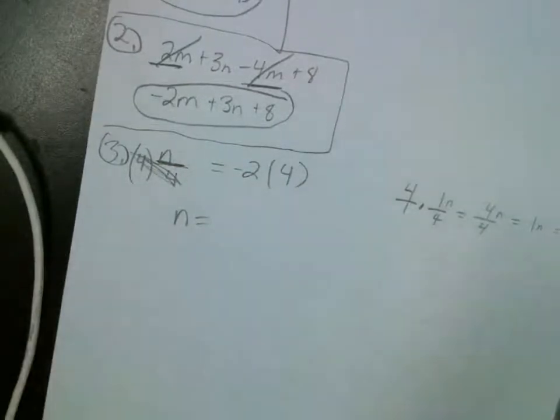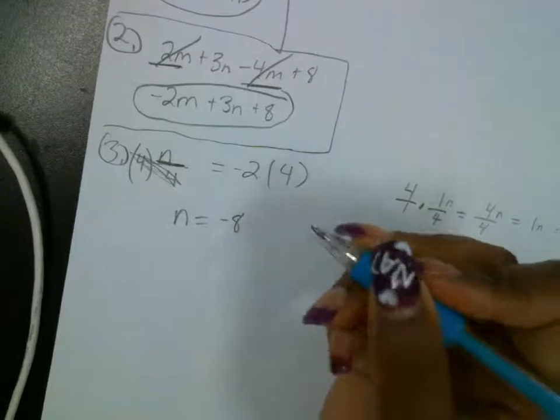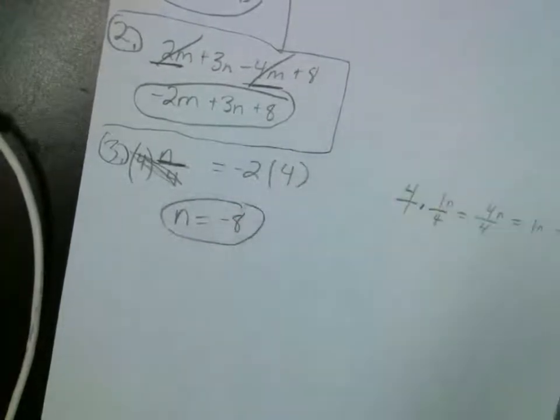Okay? When we multiply by 4 on the other side, that gives us the same answer that he got when he plugged and chugged: -8. Questions, comments, or concerns? Thank you.